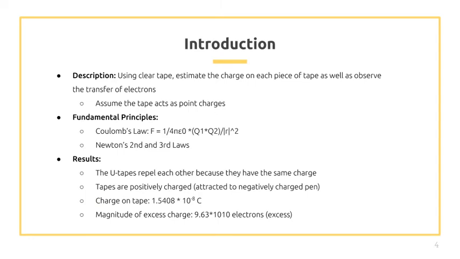This lab allowed us to observe how electrons were transferred, as well as how to calculate the charge on a piece of clear tape. We were able to simplify this by treating the tape as point charges. Fundamental principles in the lab included Coulomb's law and Newton's second and third laws. Here's a brief overview of my results from the lab, but we'll get into that more in the next section.